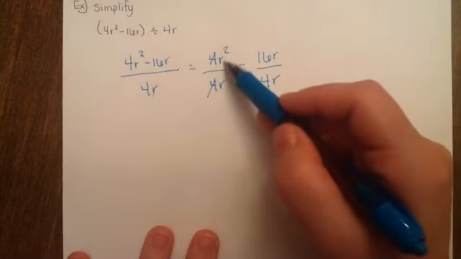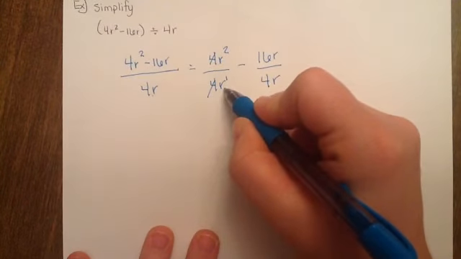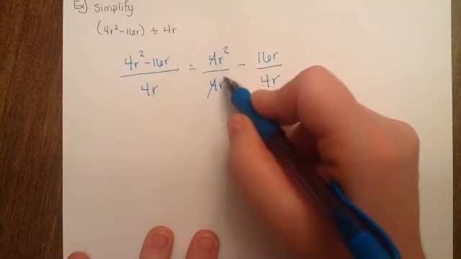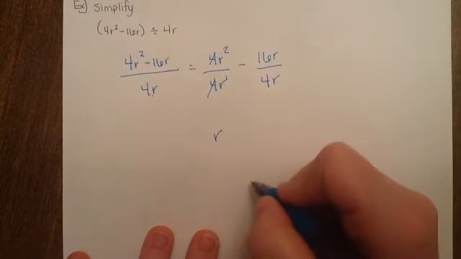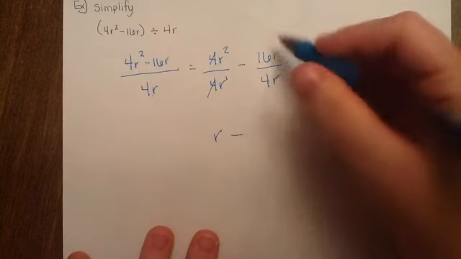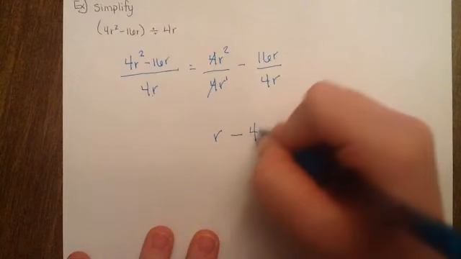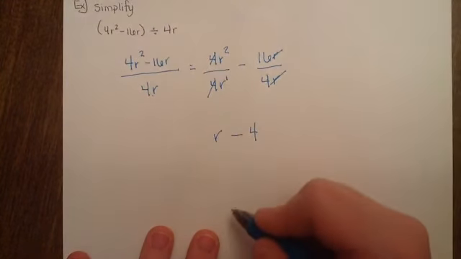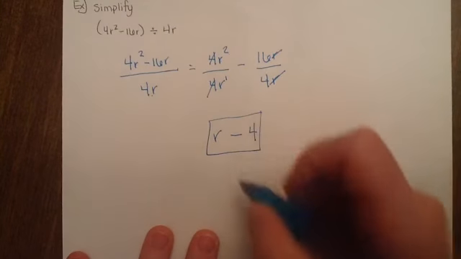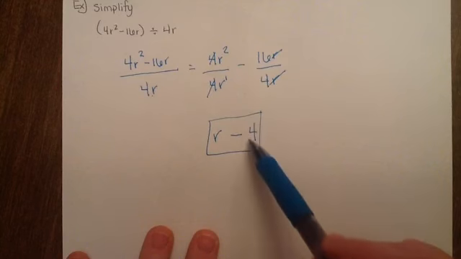If I have 2 r's on top, 1 on bottom, what am I left with? After they cancel, 1r on top minus 16 divided by 4 is 4, and r over r cancels out, and we are left with r minus 4. So make sure each piece is over the bottom and simplify.